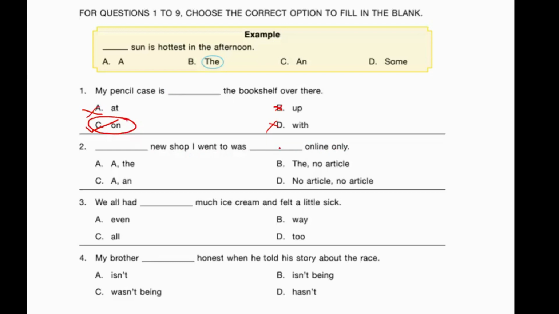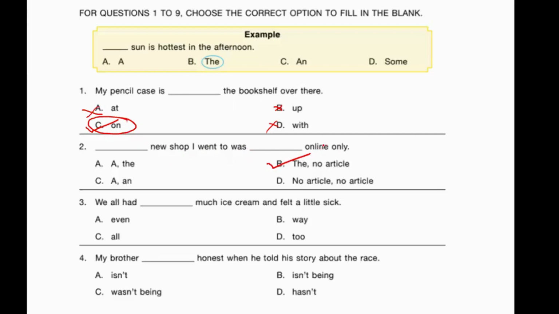So we need not require any article over here. The sentence is complete. So here we have to use the new shop I went to was online only. Okay, so the and no article. Okay, the second option is our answer.